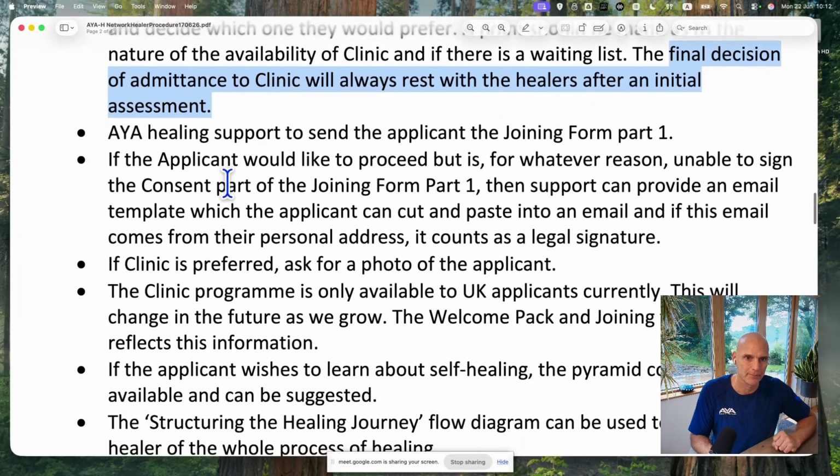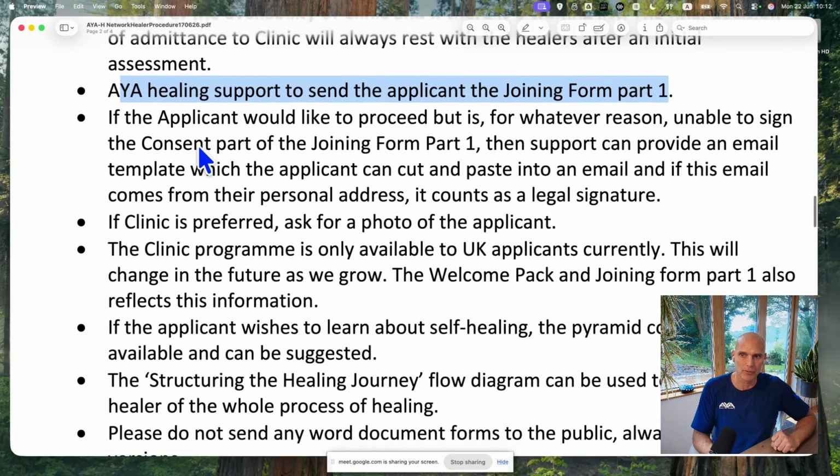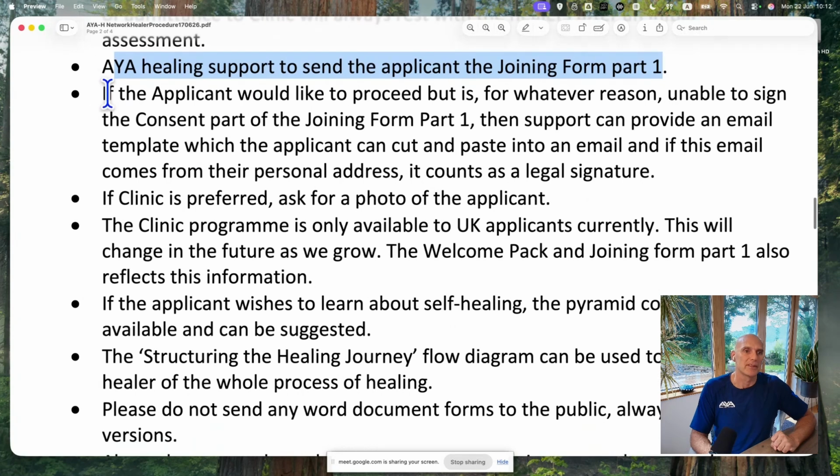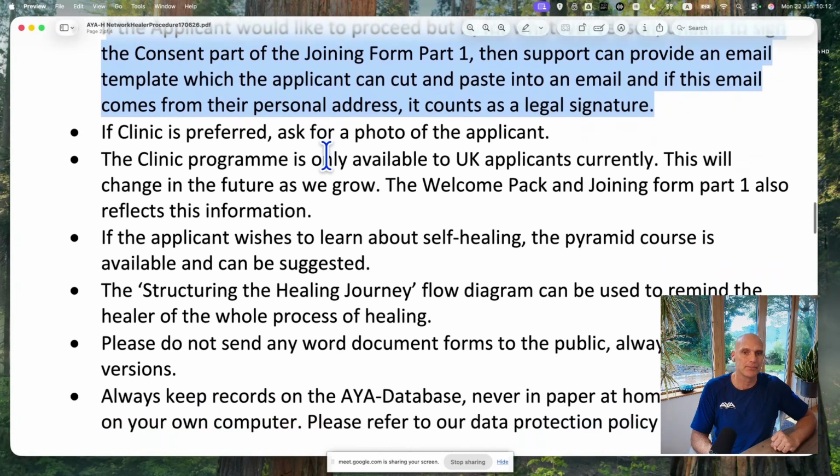All right, so Aya Healing Support Admin will send the applicant joining form part 1. I'm going to go through joining form part 1 in just a second. Now this bit is just about email consent. I won't read that out.